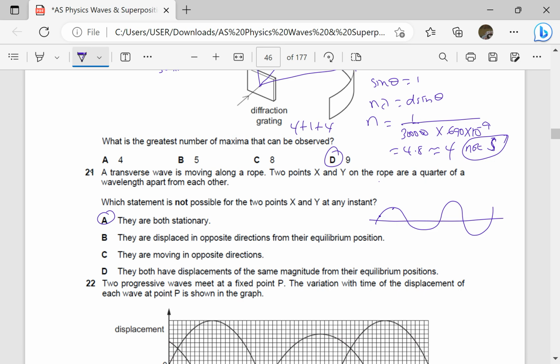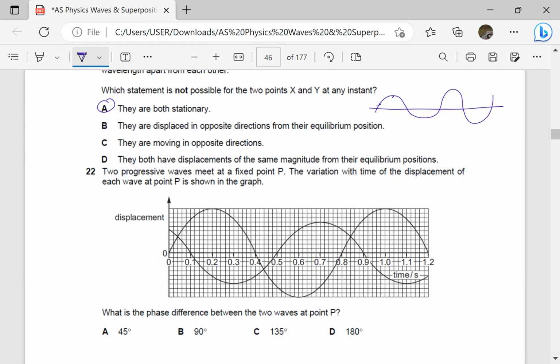They both have displacements of the same magnitude from the equilibrium position. Of course, for transverse waves or for longitudinal waves, as long as the wave is progressive, the displacement will be of the same magnitude from their equilibrium positions. Because they are a quarter wavelength apart, they will have the same displacement from their equilibrium positions, but they cannot both be stationary. They're actually vibrating.